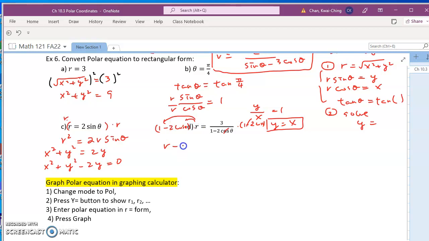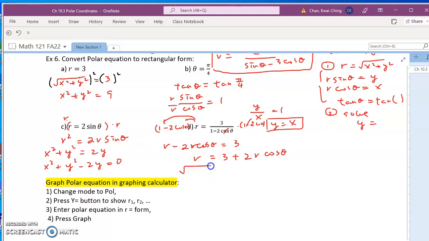My r minus 2r cosine theta. The goal is to have this r cosine theta show up equal to 3, right? So r cosine theta was x, so that's really good. And then I would just subtract on this side, r equal to, or add the 2 cosine theta back over here.